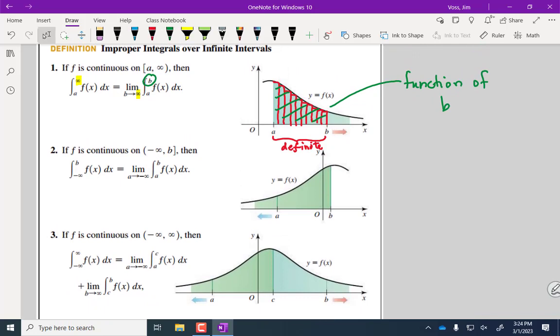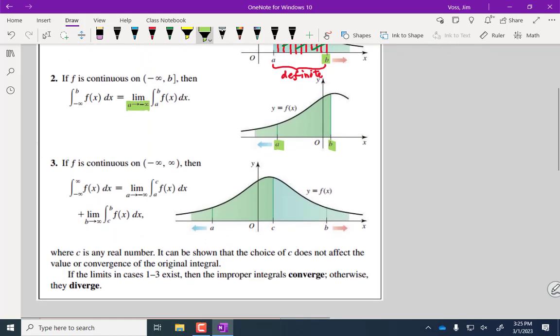Okay, so this book always does the interval as a on the left, b on the right. If our tail is to the right, we're going to let b go to infinity. If the tail is on the left, we're going to let a go to negative infinity. But do the same thing.